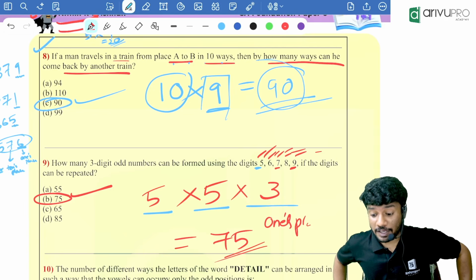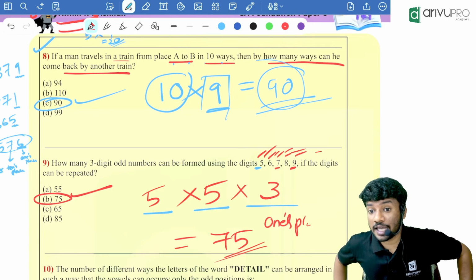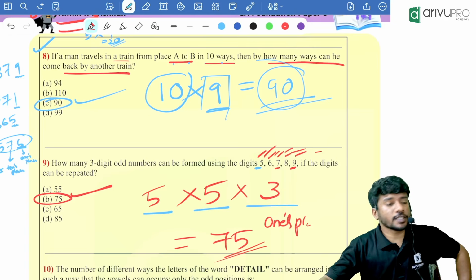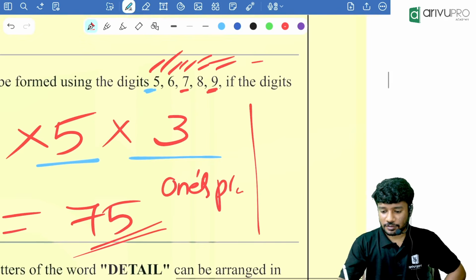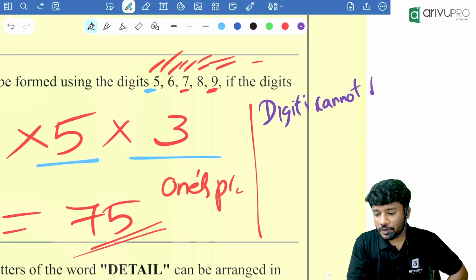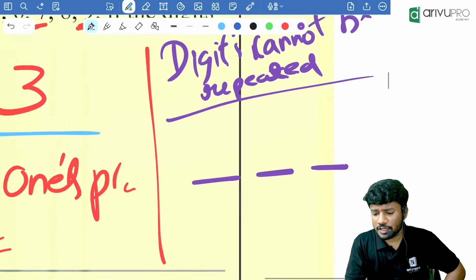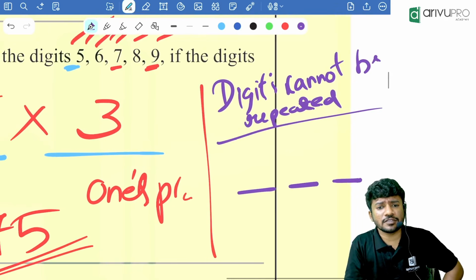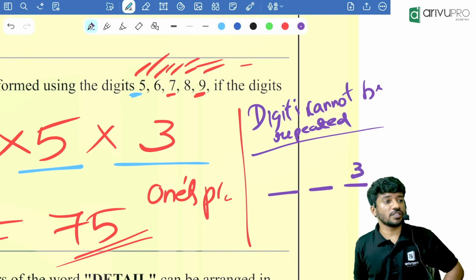Understood? Now, if some people are having doubt, with the next question whatever I am going to ask you, that doubt will be solved. What if the digits cannot be repeated for the same question? Digits cannot be repeated means what? Anyway, we need to form a 3-digit number, correct? Now, how many can sit in the ones place? First, we should give priority to the odd number. How many can sit there? 3 can sit here, correct?